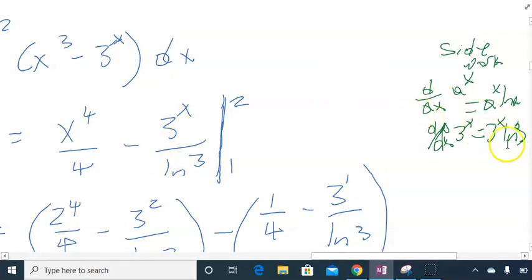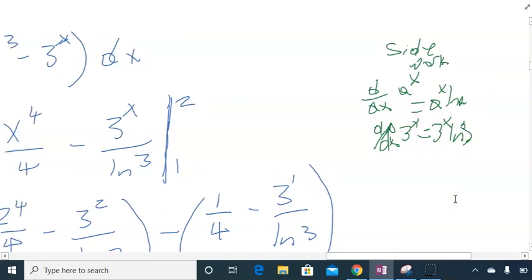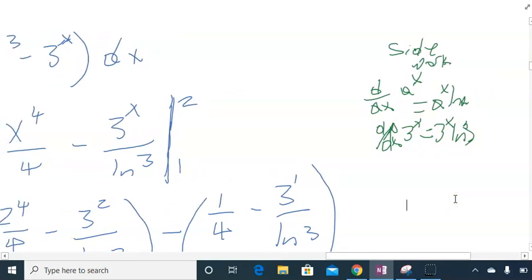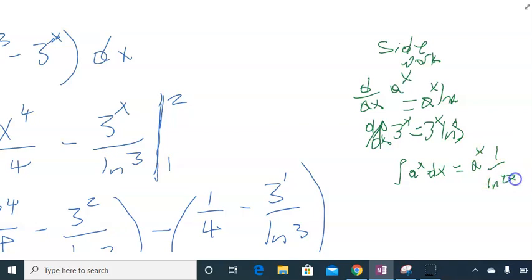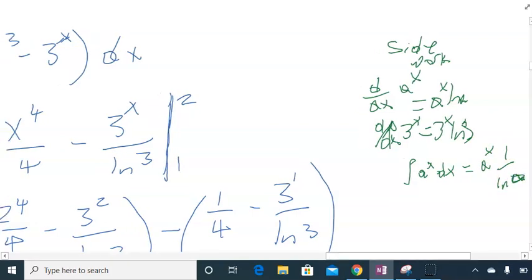Just reading it backwards, going from integral to derivative, or from derivative to integral to antiderivative. Okay. If you read further, there's another general formula that you might come across later, that the integral of a to the x dx is equal to a to the x times 1 over ln of a. So that is another integral formula that you will come across later.